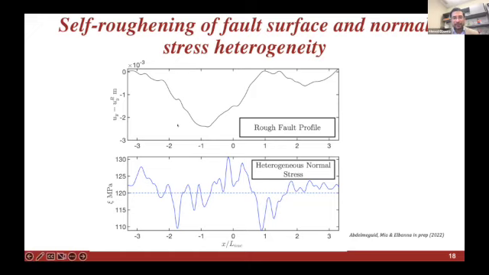And more importantly, this evolution of the fault surface also correlates with a strong variation in the normal stress that starts to emerge on the fault due to the partial rupture and the plastic deformation. So that's another interesting observation we have in this simulation.